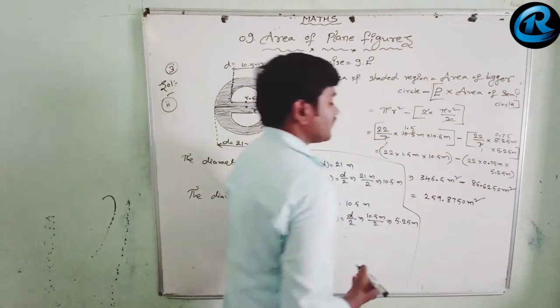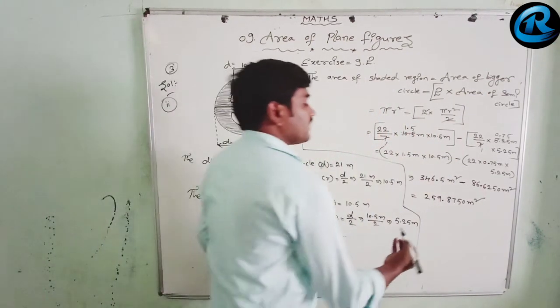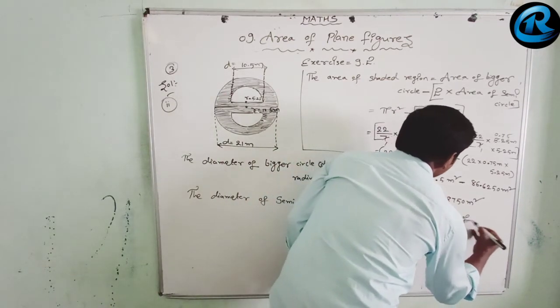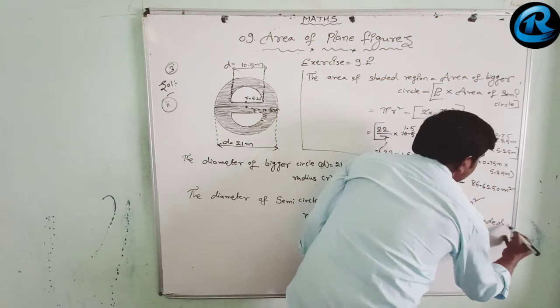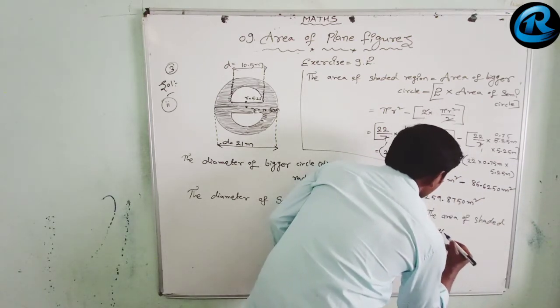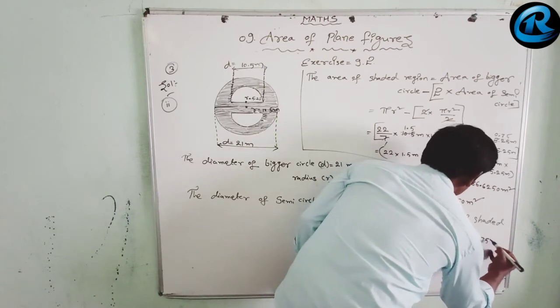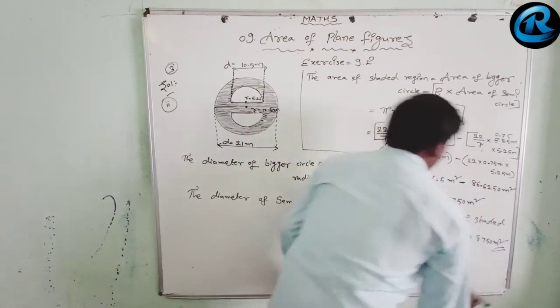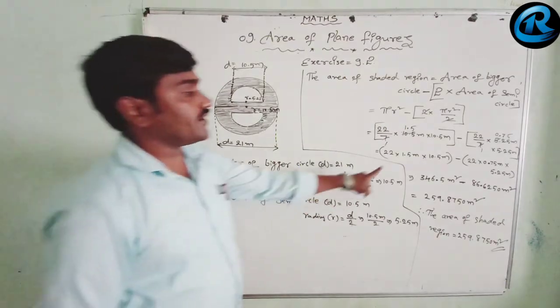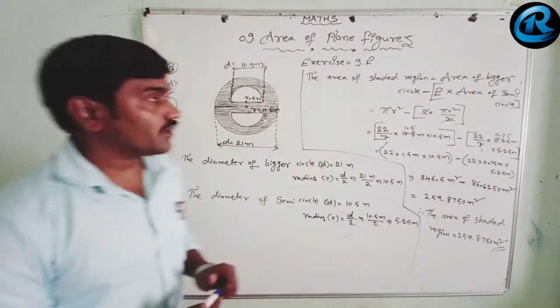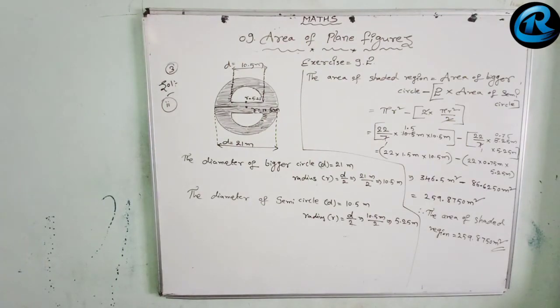meter squares. Okay, therefore the area of shaded region is equal to 259.8750 meter square. If you have a doubt, just multiply this all, you will be getting the same answer. Okay, then this is our third bit, first and second answers.